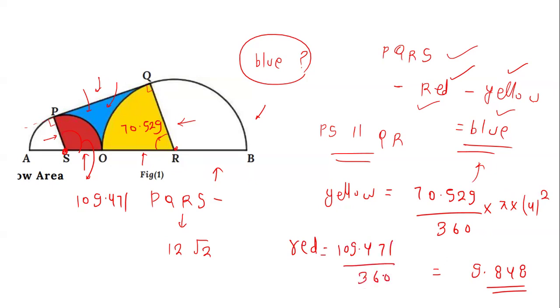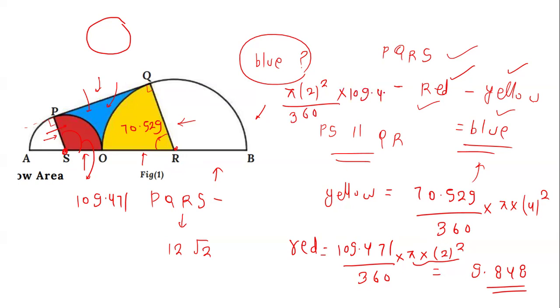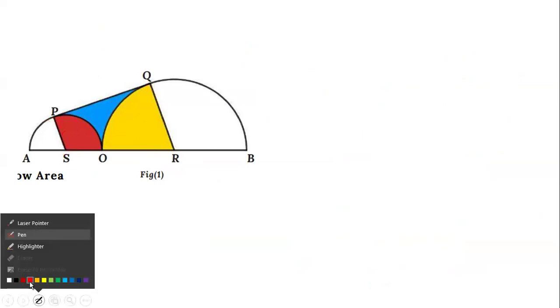You calculate this, and the red area will come like 109.471 divided by 360 and multiplied by pi multiplied by radius of this circle square. So this is the total 360 degree full circle area, in which we want to find only this red part. So how will we do this? We calculate this whole area divided by 360 and multiply by 109.471. So you calculate this, the red part will come like 3.821.